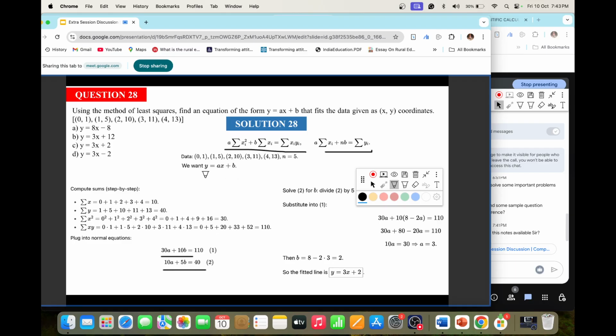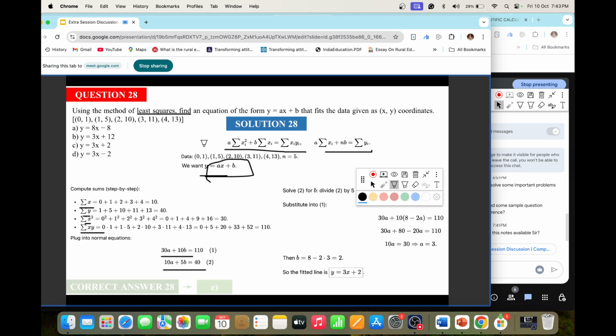Once you got the a and b, this is your line equation, y equals ax plus b. To form this equation, these are the formulas. For that you have to calculate sigma x, sigma y, sigma x square and sigma xy. Once you calculate all these values, put them here and you will get two equations. You solve these two equations, get the values of a and b, and then put them in to get the equation of the line. So that is the least square method for line fitting.